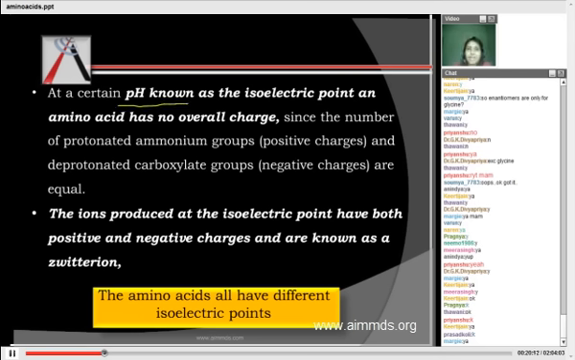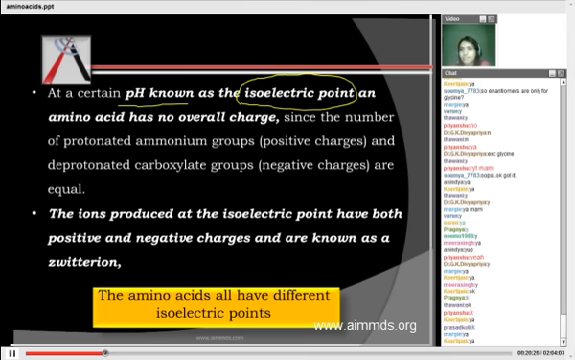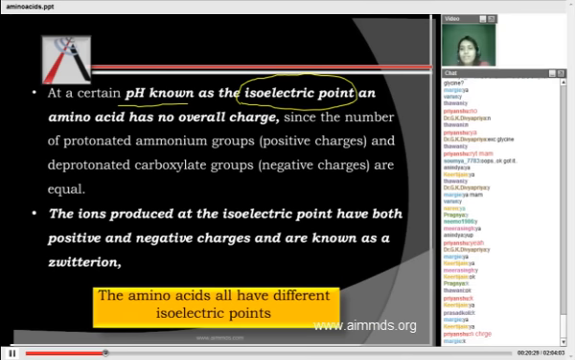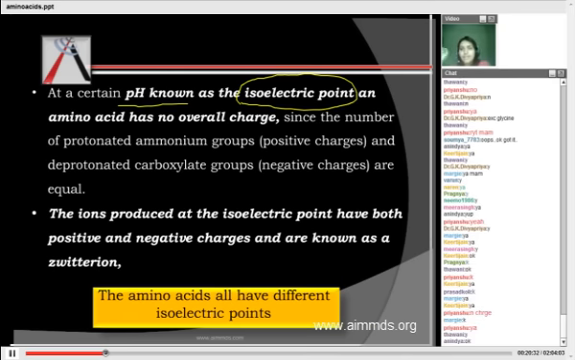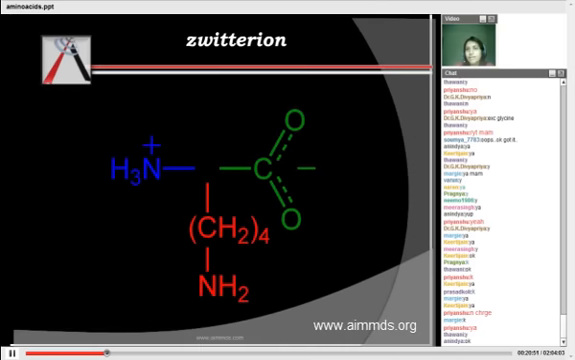At a certain pH, known as the isoelectric pH, the amino acid exists as an ionic form having no net charge. Please understand my statement at this moment. I'll explain it in the diagram in the next slide. Okay, the isoelectric point is a pH at which an amino acid exists as an ion without having a net charge. Its net charge is neutral.